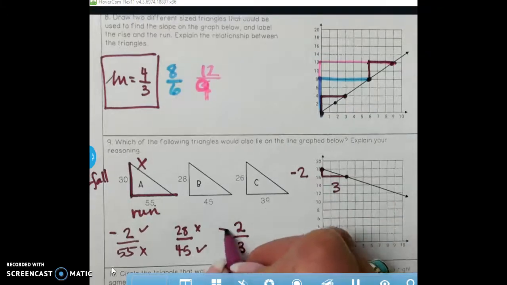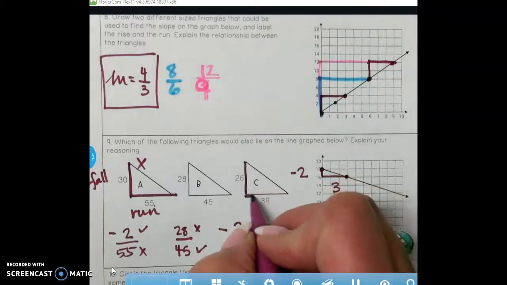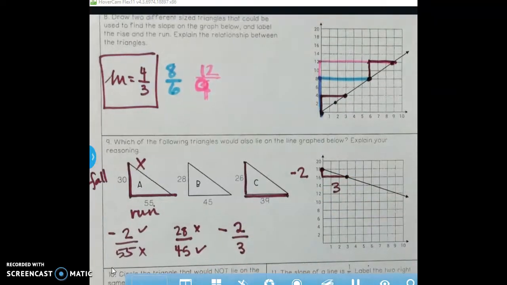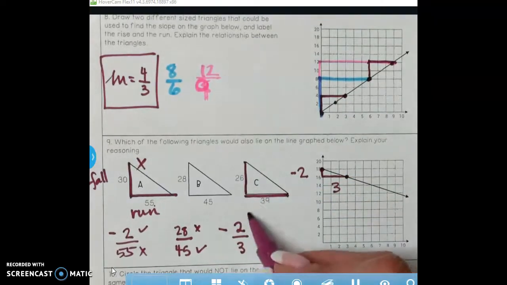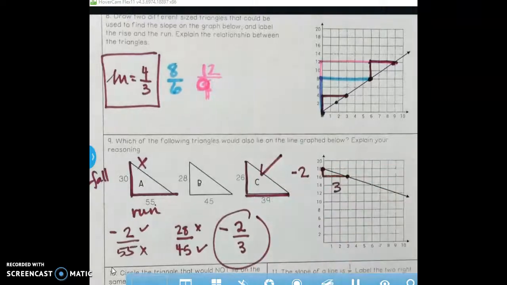We know we are falling. So I know it's the height and the base, but we are falling. It's a negative slope that will reduce to this number. So triangle C is your correct triangle that fits this ratio.